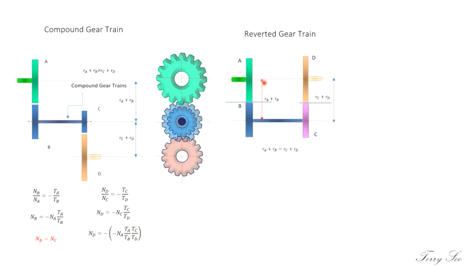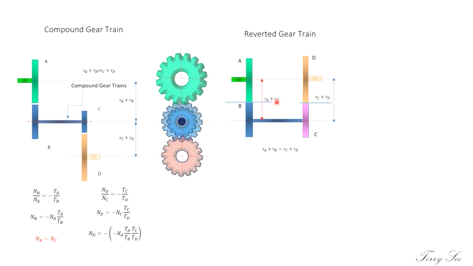But for the reverted gear train, you can see if this is input, then this should be output. And this should be a compound gear where both these gears are mounted on one single shaft. This is my mistake here. Both these gears are mounted on the same shaft. It is called compound reverted. Why? You can see RA plus RB and RC plus RD are equal, whereas in a compound gear train they are not necessarily equal. But for reverted, they must be equal. And usually we call them compound reverted gear trains.